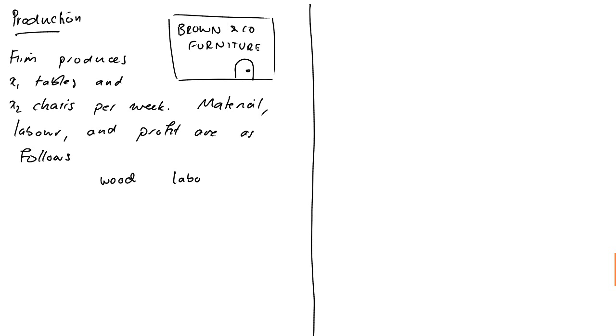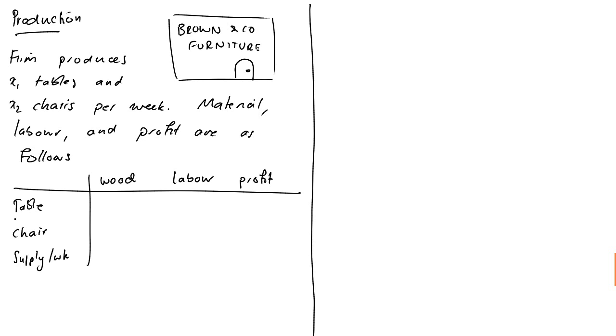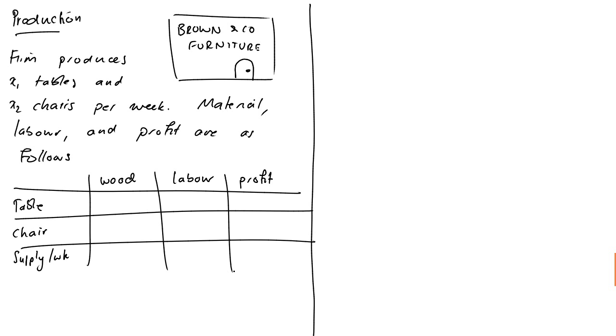So we have wood, labor, and profit here. And we'll have table, chair, and supply per week. Right, so basically a table requires 3 units of wood, requires 4 units of labor, and the profit we get per table is 4 minus 10 to the minus 3 x1.